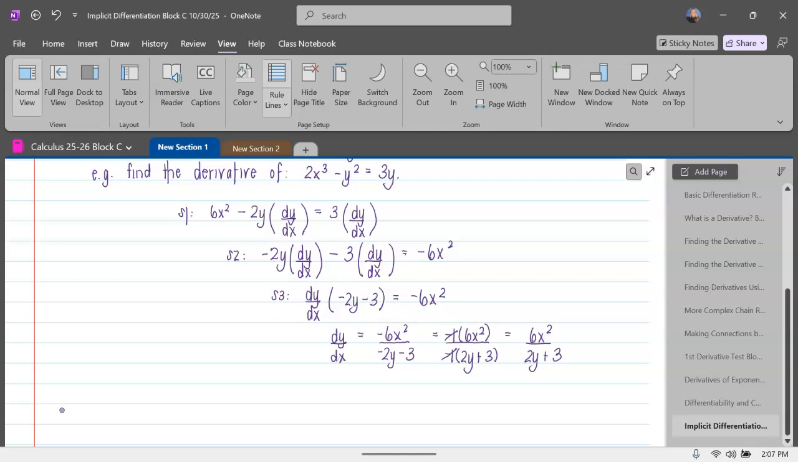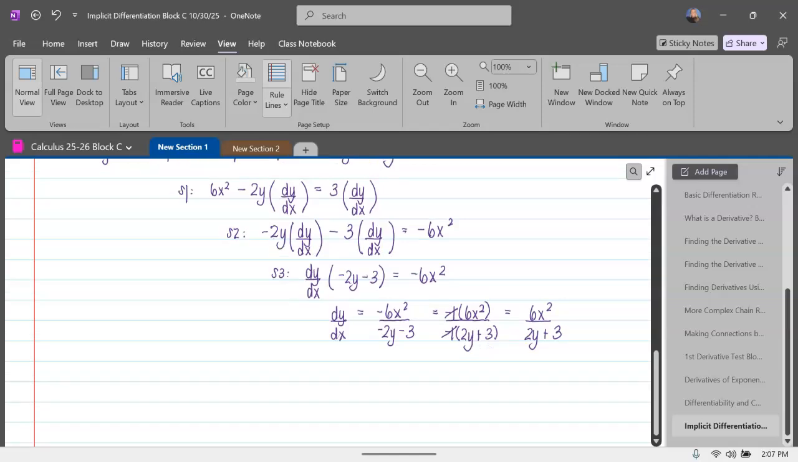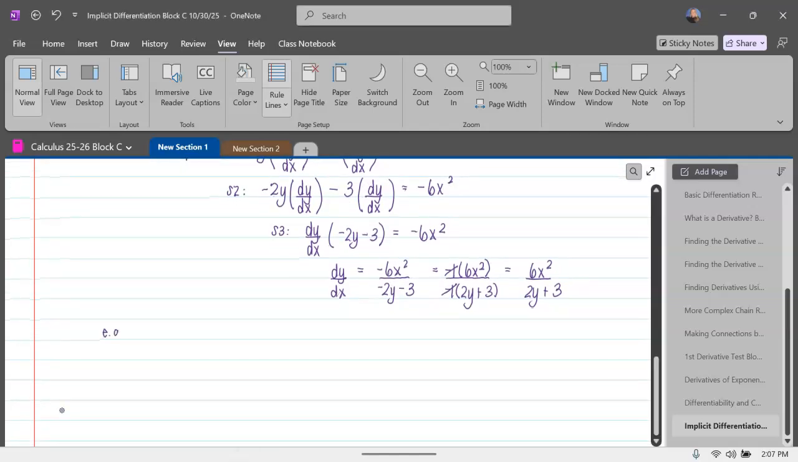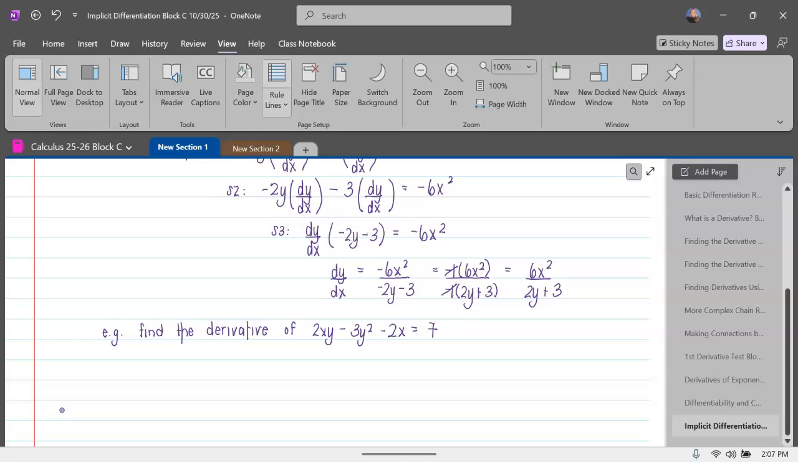Okay, let's do a little bit more of a challenging one now. Okay, let's do, find the derivative of 2xy minus 3y squared minus 2x equals 7. Why would you consider this problem a little bit more challenging? Right, we have a term that has x and y in it.